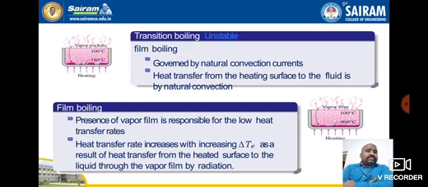In transition boiling, again we can see film boiling, governed by natural convection currents and heat transfer from the heating surface to the liquid. In film boiling, the presence of the vapor film is responsible for the low heat transfer rates. The heat transfer rate increases with increasing excess temperature, delta T_e, as a result of heat transfer from the heated surface to the liquid through the vapor film by radiation.